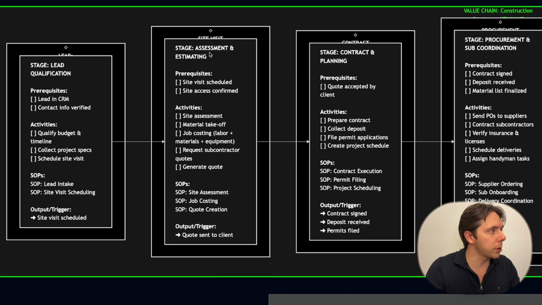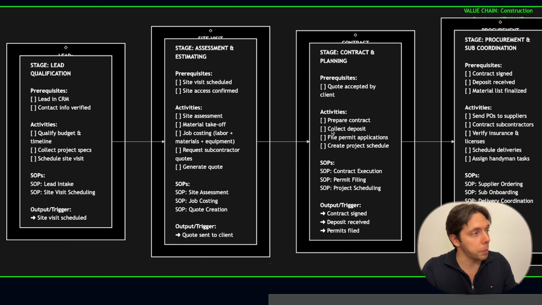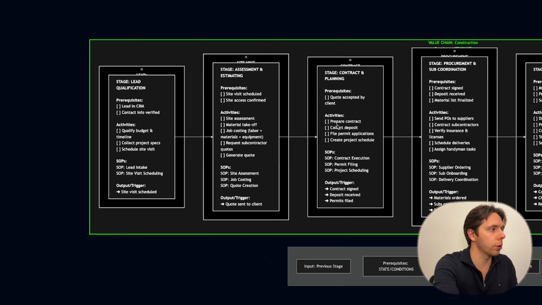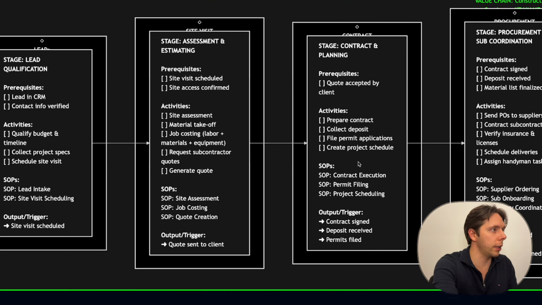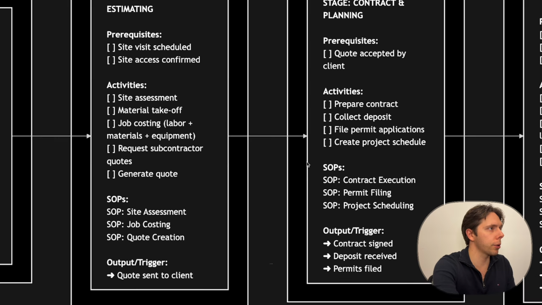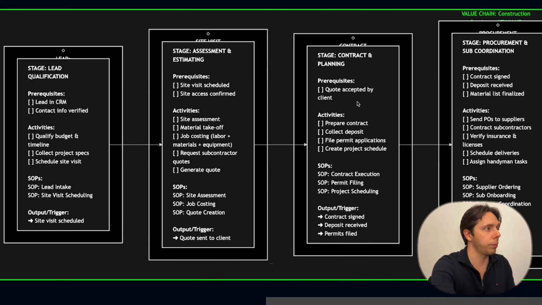Next, you have your sales team that goes to do the assessment and estimating. They need the site visit scheduled and the site access confirmed. Activities: site assessment, material takeoff, job costing, labor, material, equipment, general quote that will be inputted. You'll have templates for sure for that to do the site assessment, job costing, and quote creation. The output is that the quote is sent to the client. It can happen that you sign on the spot depending on the size of your projects, so you can also collect the payment here. But often we'll have the stage of contract and planning next.